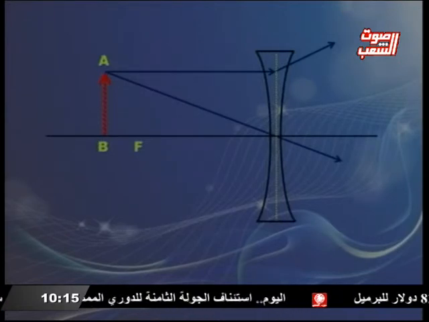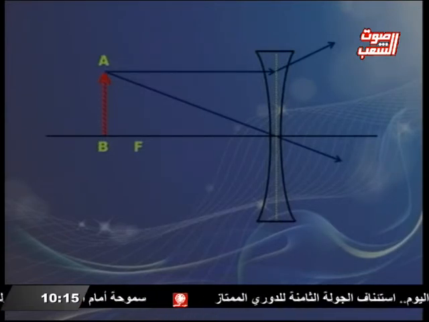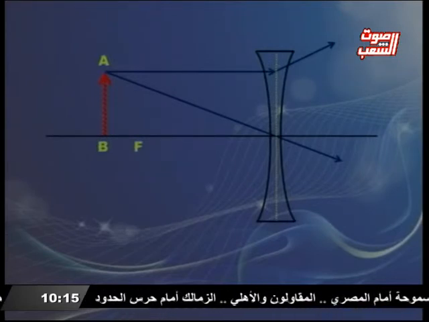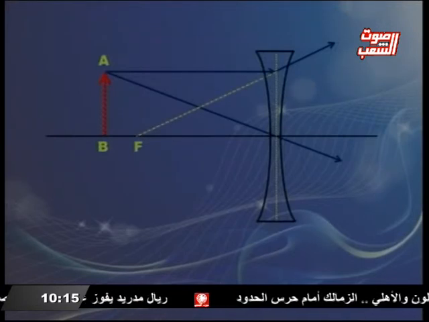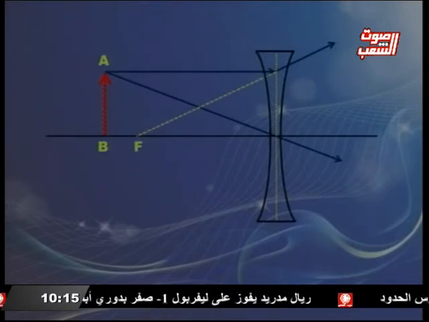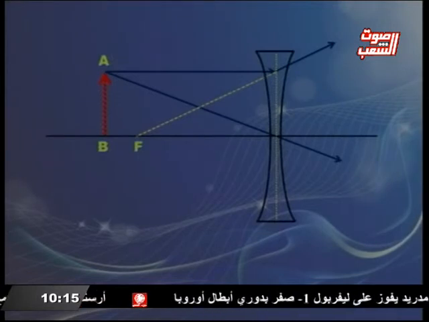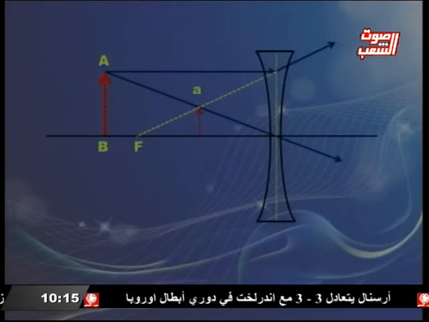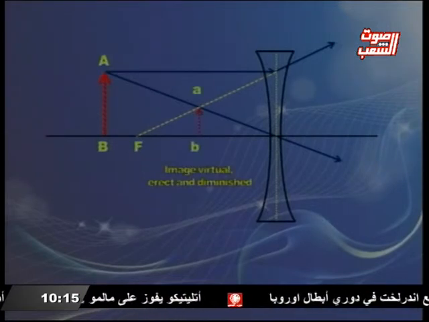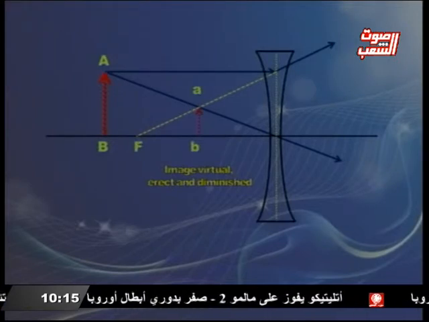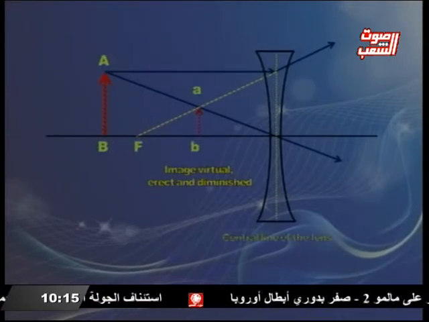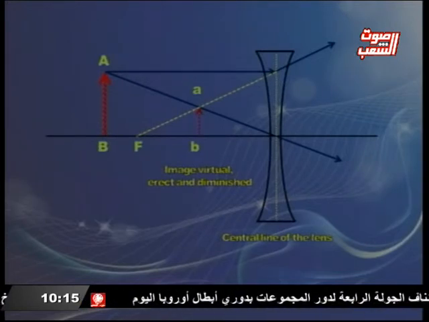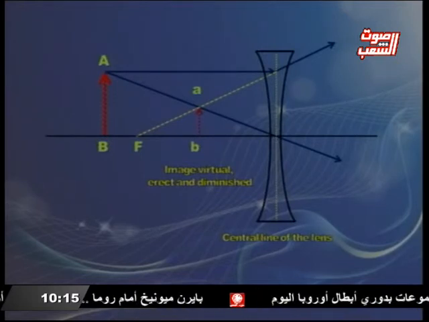And the second one, we have the ray from A that passes through the optical center of the lens without any refraction. So here we have the extension of the first one that makes an intersection point with the second light ray, and that makes an image like this. It is A small, B small, and this one is virtual, erect, and diminished. And the central line in the lens is found here to make your drawing very right.